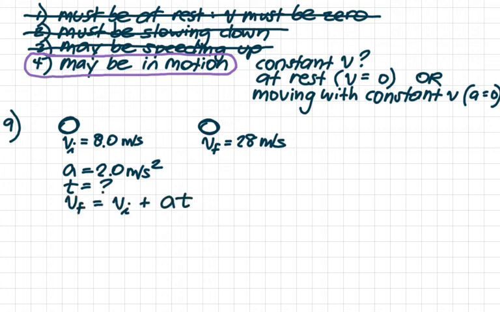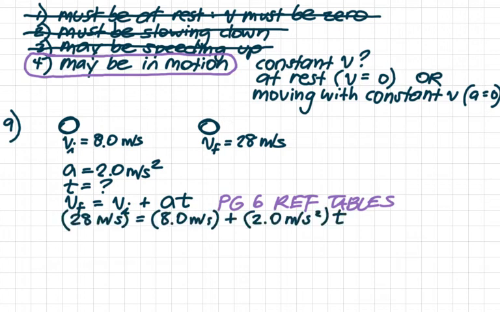The formula on page 6 of the reference tables is Vf equals Vi plus At. Of those 4 variables, I know 3 of them. T is unknown. Let's solve. Put my numbers in and substitute with units.